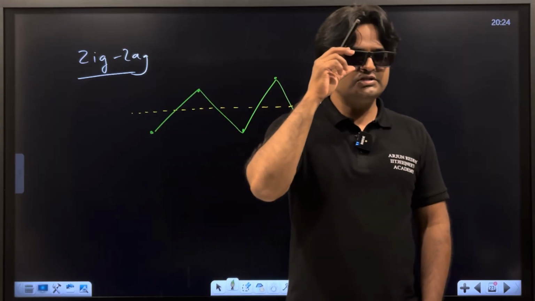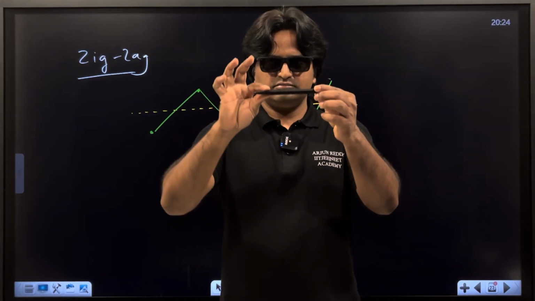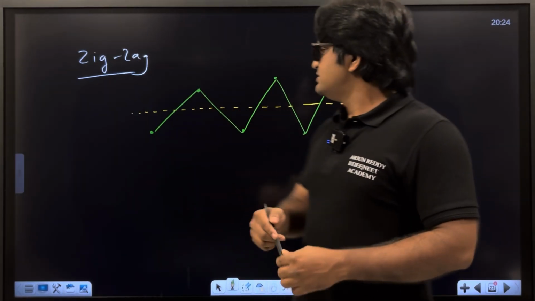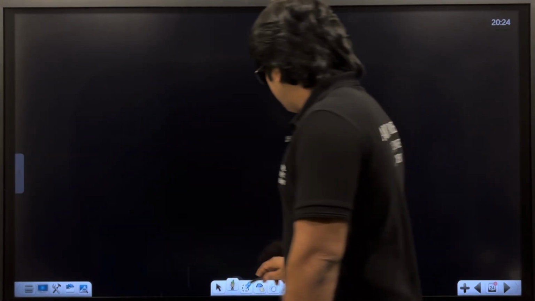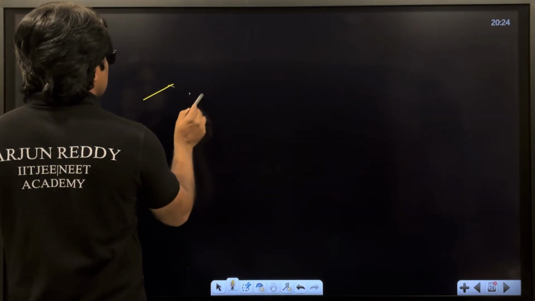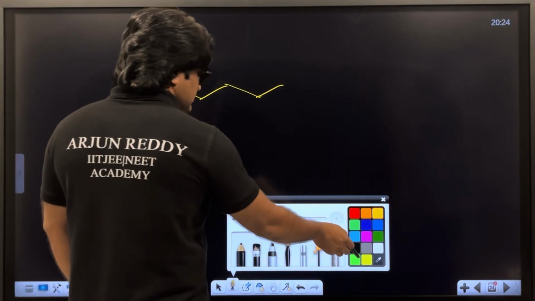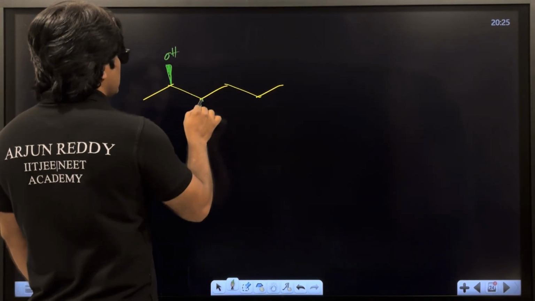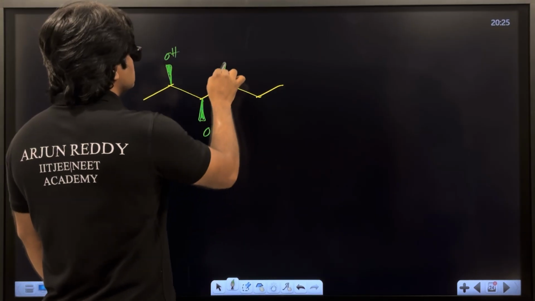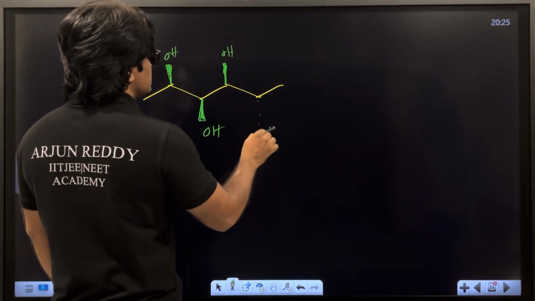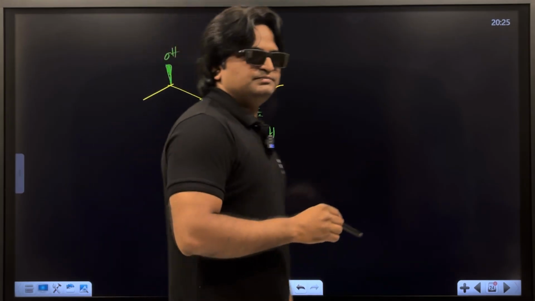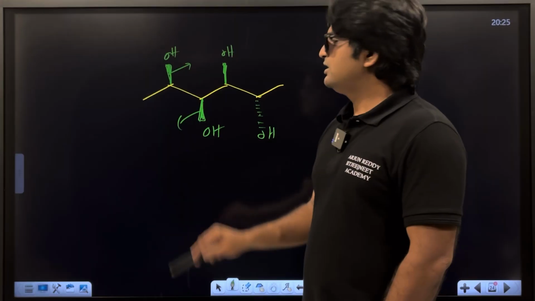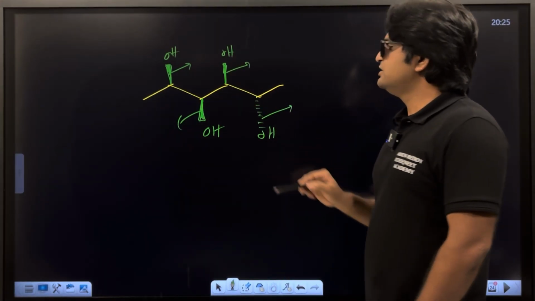So what is the meaning of zigzag? With respect to your reference line, a straight line, one carbon atom above, one carbon atom below. That is what we call zigzag representation. Sometimes now you can see molecules like this. Now this is what we call zigzag representation, and they are giving arrangements like this, like OH, and here something like OH, OH, according to wedge. For example, according to wedge, this one above the plane, above the plane. Next one here above the plane, above the plane, and this one below the plane.